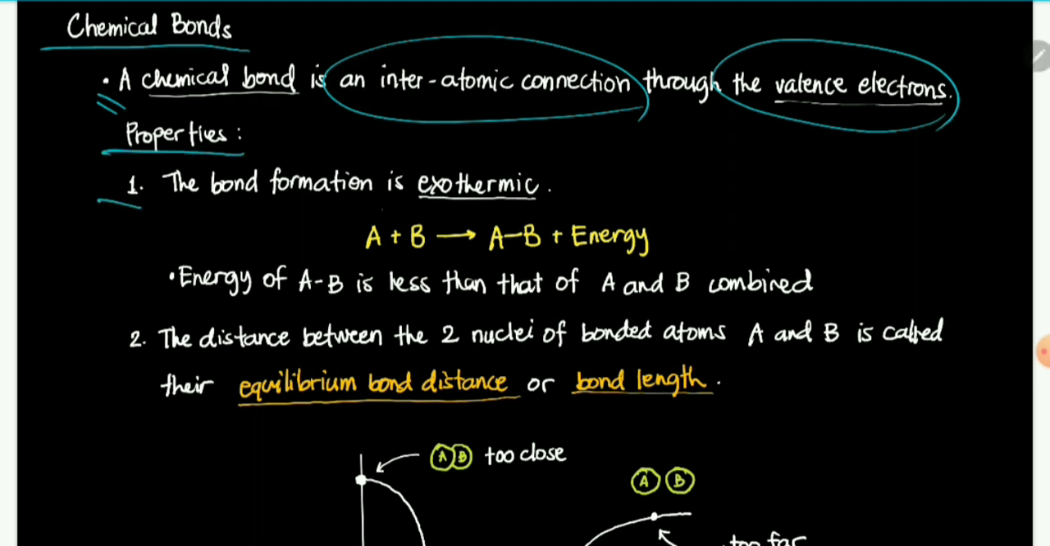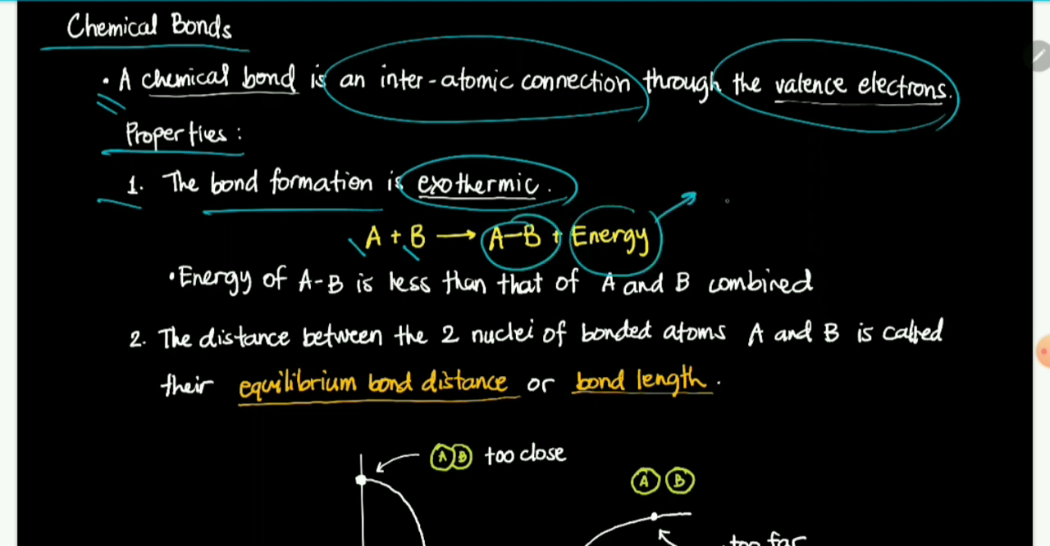Number one, the bond formation is exothermic. So, ibig sabihin, kapag nag-form ng bond, for example, yung ating A and B, kapag ka nagkaroon ka ng compound AB, tapos may isa siyang bond, magre-release siya ng energy. This is the bond formation energy. Okay? So, if you have the same energy, tapos gagamitin mo naman siya to break the bond AB, okay?